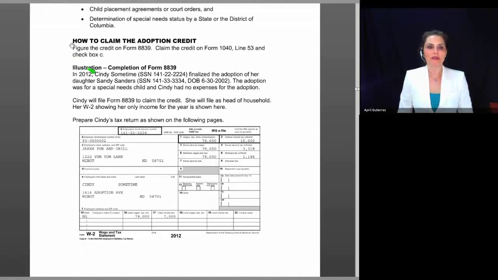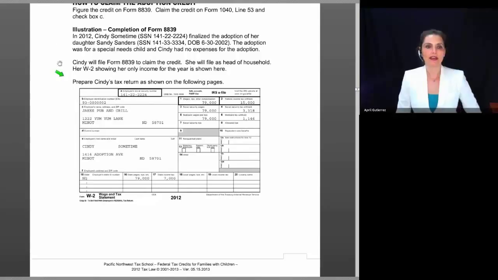How do you go about claiming the credit? Well, you do so by completing Form 8839 and attaching it to your return. You figure the credit, and then you enter the amount of the credit on line 53 of your return and checkbox C. And here we have an illustration.